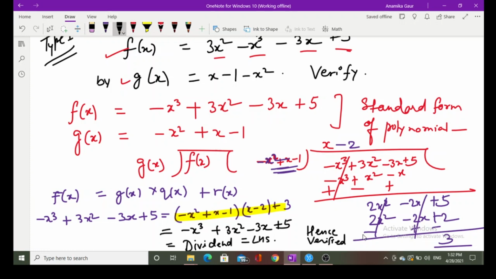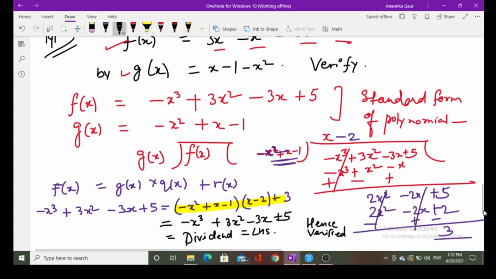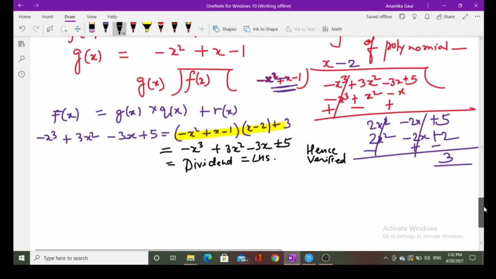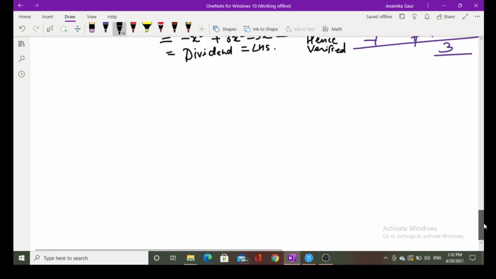This is type 1. Now there are many other types also, as discussed. So type 2 we will be discussing in another video.